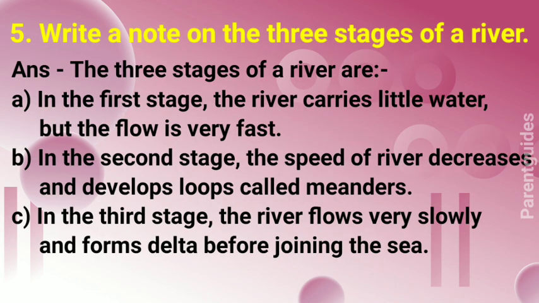5. Write a note on the 3 stages of a river. Answer. The 3 stages of a river are A. In the first stage, the river carries little water but the flow is very fast. B. In the second stage, the speed of the river decreases and it develops loops called meanders. C. In the third stage, the river flows very slowly and forms a delta before joining the sea.